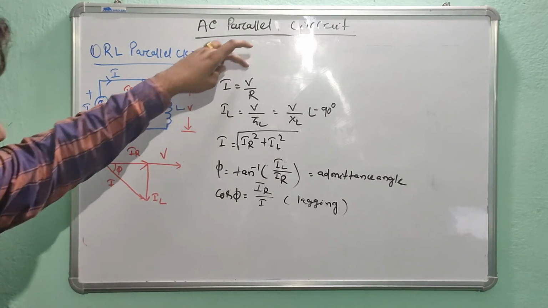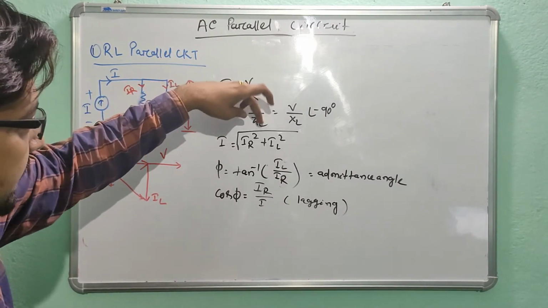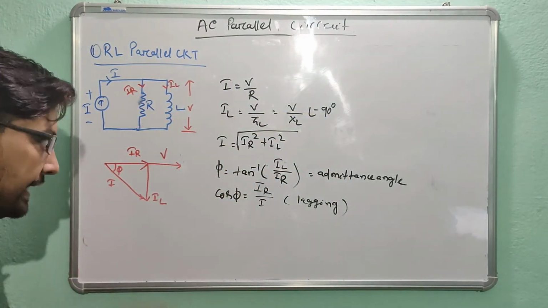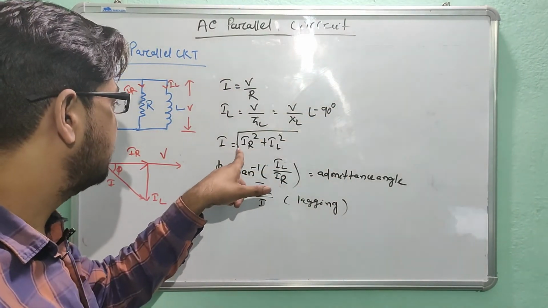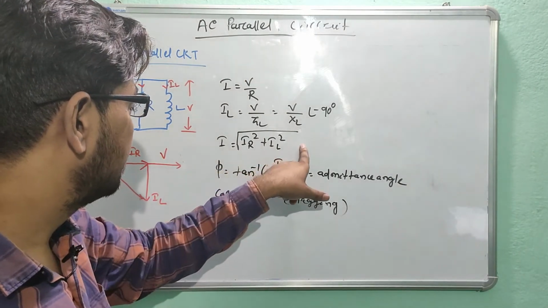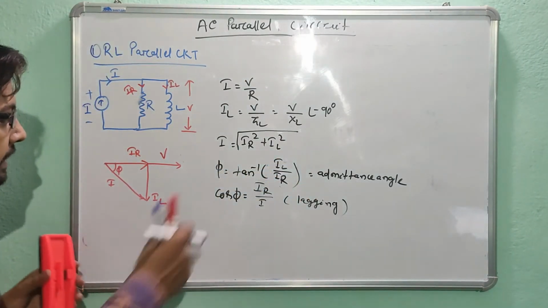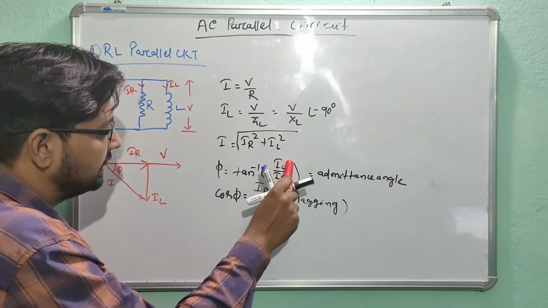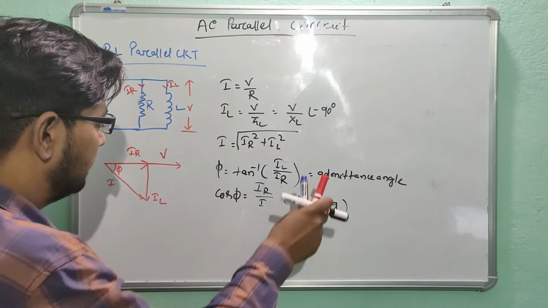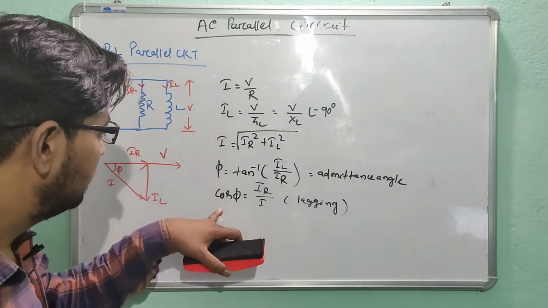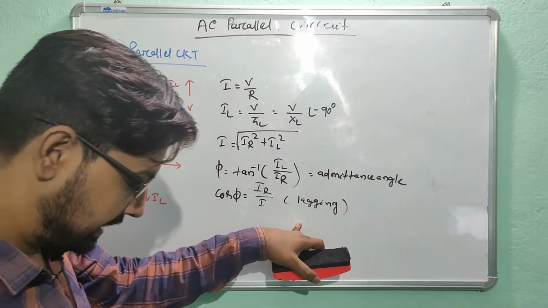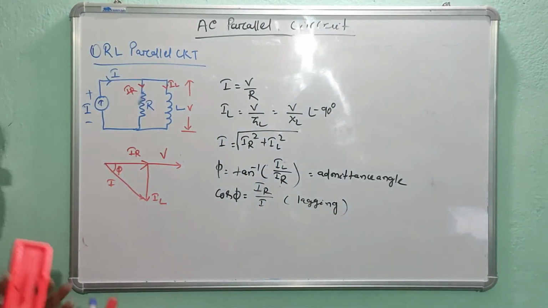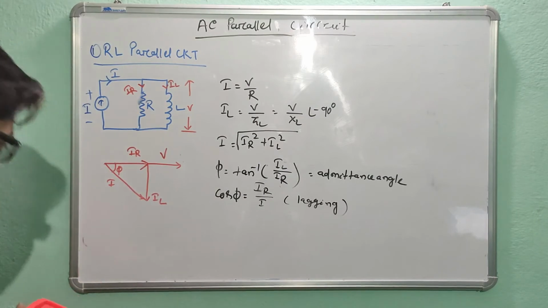So IR is equal to V by R, and IL is equal to V by ZL, that is equal to V by XL at an angle of minus 90 degrees. So what is my resultant I? I is equal to root over of IR square plus IL square. Then what is my phi? The phi is the admittance angle, that is equal to tan inverse IL by IR. And what is my cos phi? That is the power factor, that is IR by I, which is lagging, that is, current lags the voltage by an angle phi. So this is the RL parallel circuit.